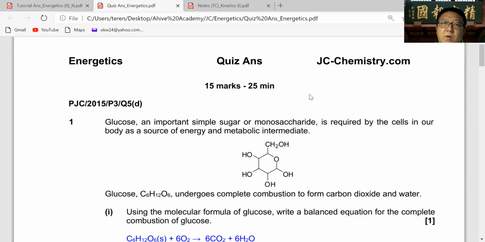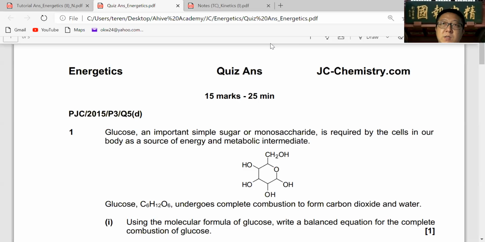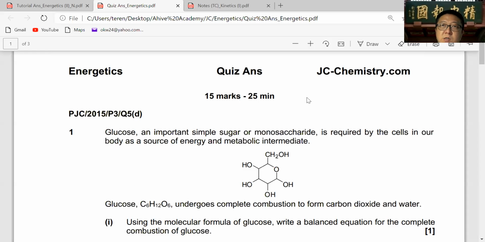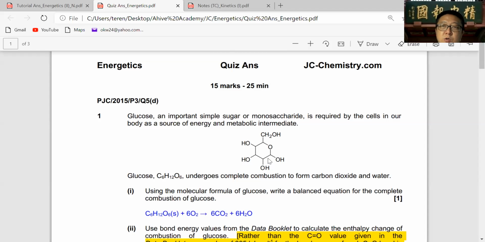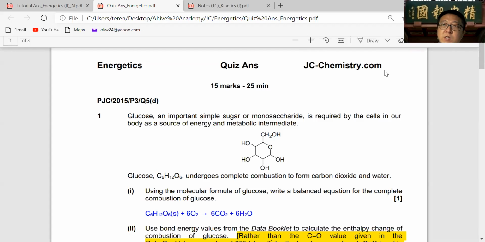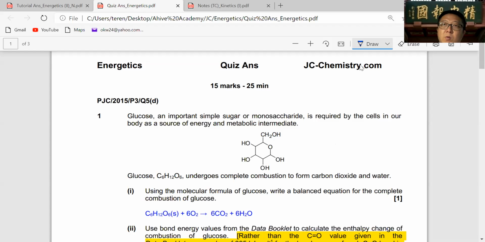So let's read the question. I think you all have read already, right? So this is a context, you see? I think 2 of you are bio students, right? So you should be quite familiar with this structure. Okay, so this is the context, and then they ask you for the molecular formula of glucose, and to write a balanced equation for the complete combustion of glucose. Complete combustion gives carbon dioxide and water. So you have to extract information from the question in order to help you write the equation.